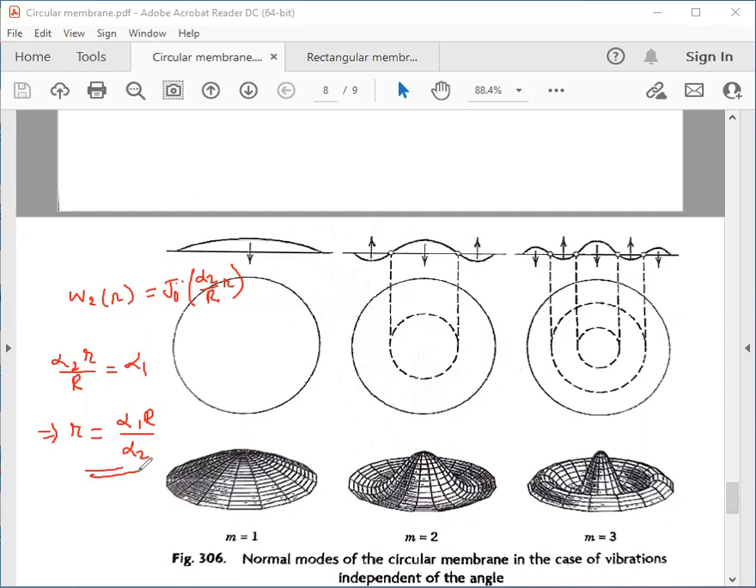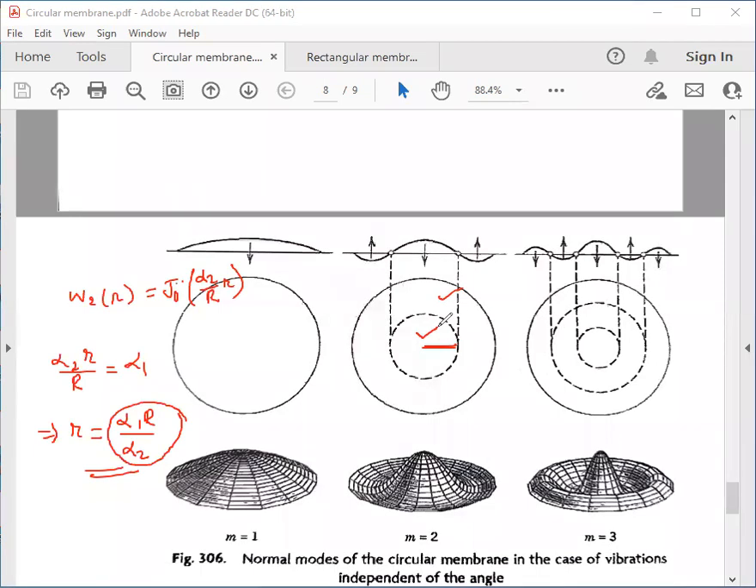And when at some instant the central part of the membrane moves up, the outer part moves down. So it is this case. So this radius is given by this expression, alpha 1 r by alpha 2. So the radius of this circle is given by alpha 1 capital R by alpha 2. The whole circular disc is divided into two regions, one interior to this circle and the one exterior to this circle.